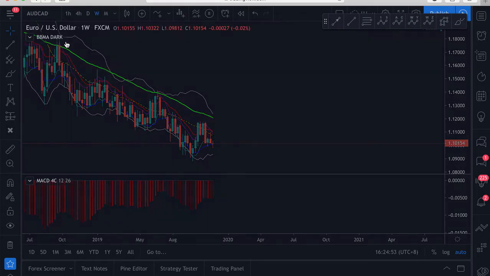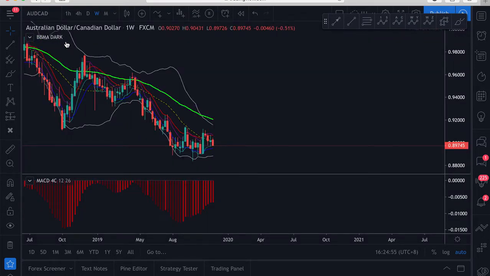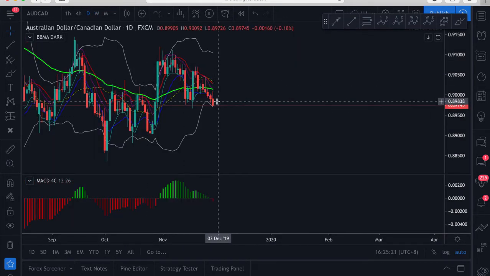I will not go through each pair because I have done this offline, and I would like to save the length of the video. So we just look at the pair that we already filtered. So AUD CAD, as you can see here, it's a re-entry buy on weekly time frame. And if we look at daily, we see this is a CSAK sell.